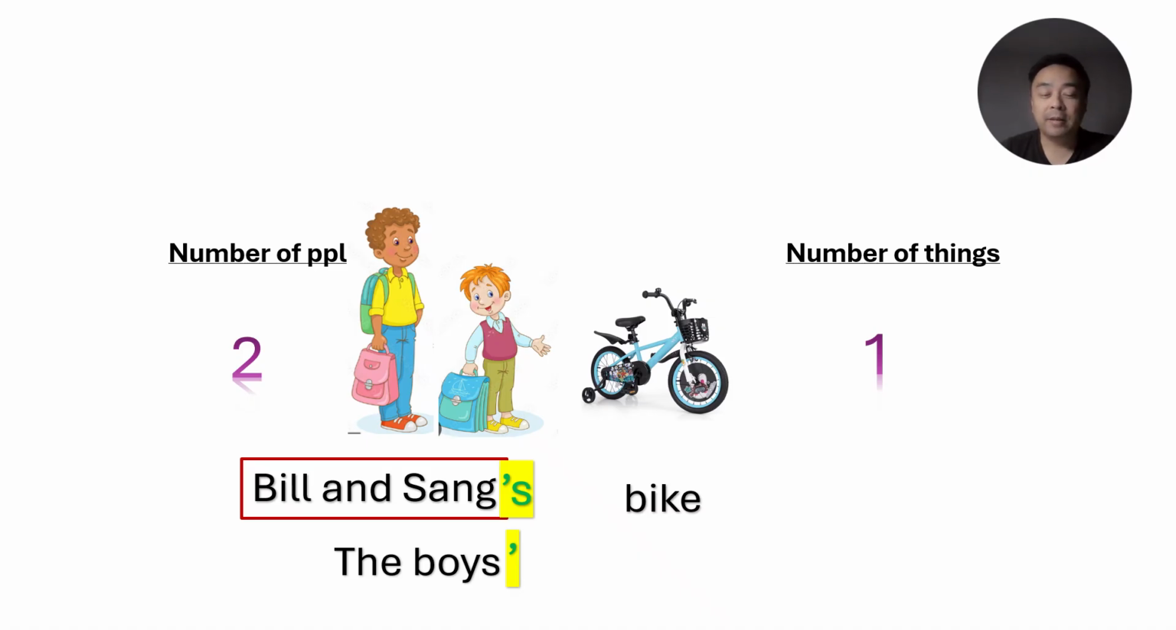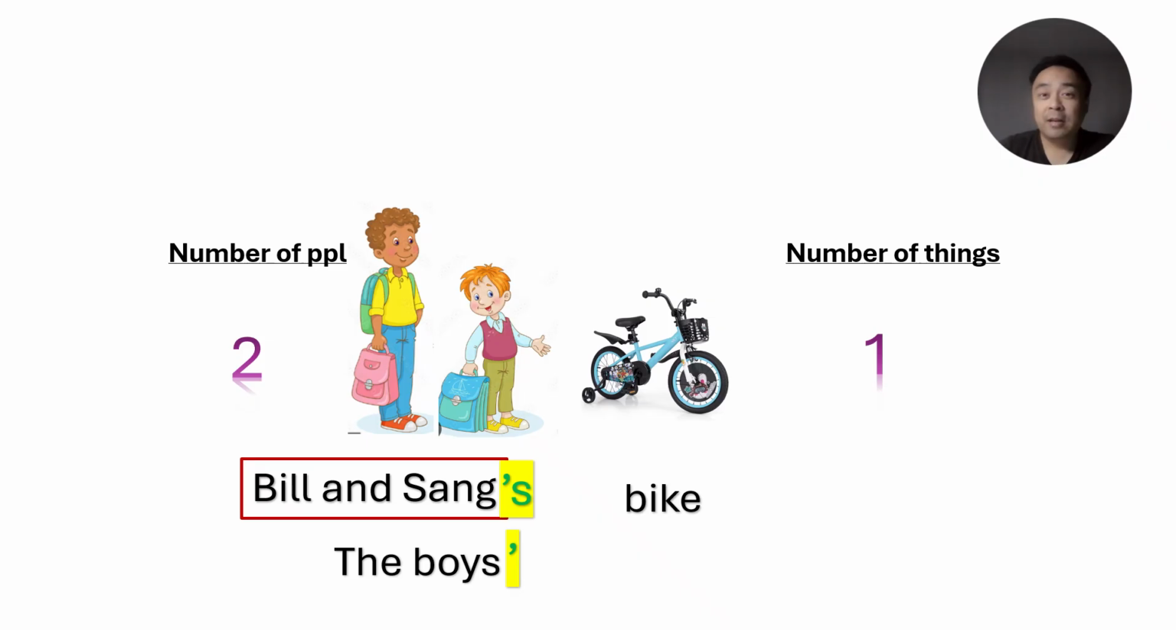Now you're probably thinking, Mr. Robert, why don't I put apostrophe S after the boys? Well, here we don't normally put an apostrophe S after a noun with an S already. It looks funny. So we just keep the apostrophe, no extra S.